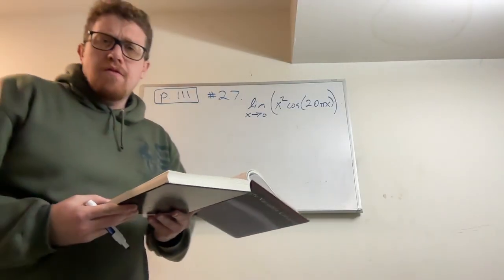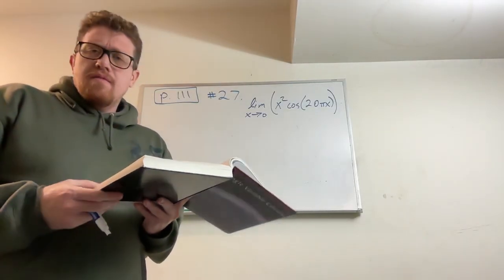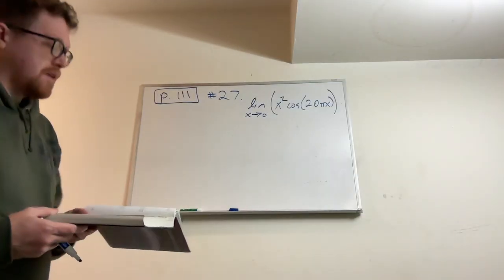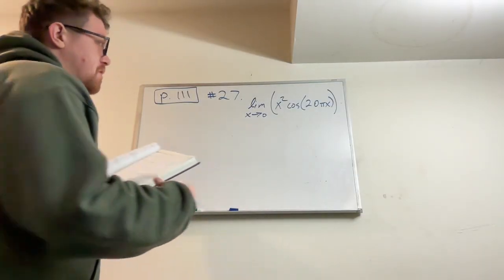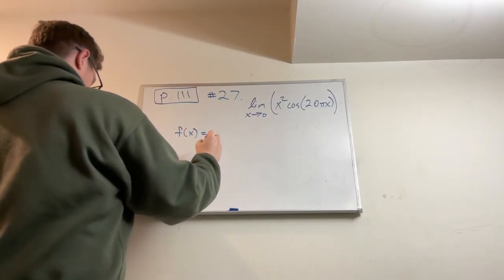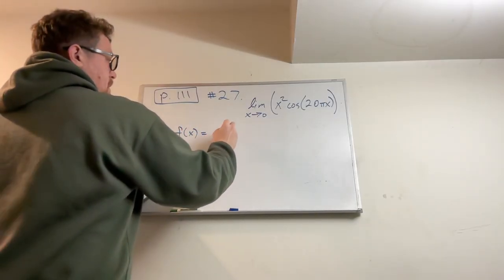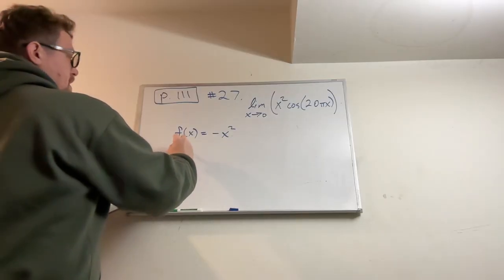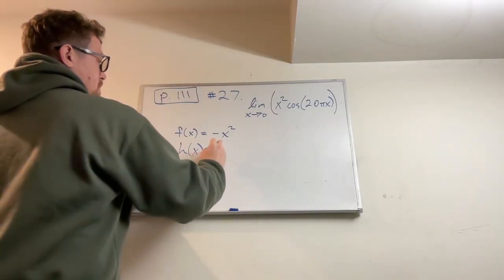Right, and they kind of give you the functions in the problem, so this one's not very difficult. It seems like a more introductory problem. They tell you that you can squeeze this between two functions, f of x, which is negative x squared, and h of x, which is positive x squared.